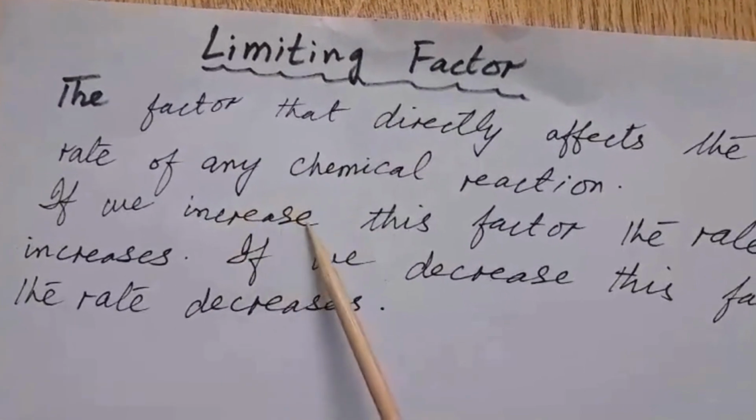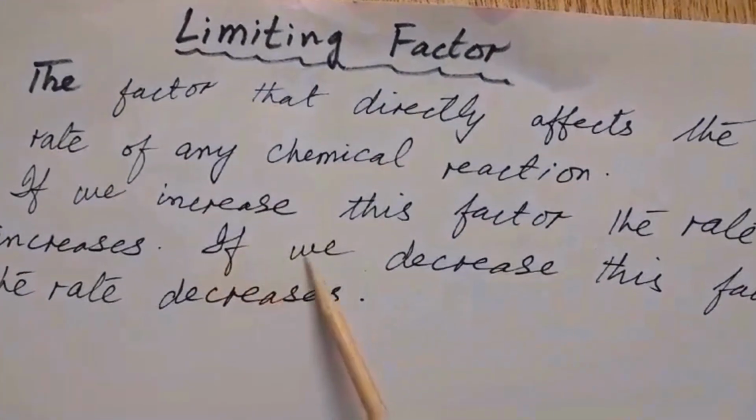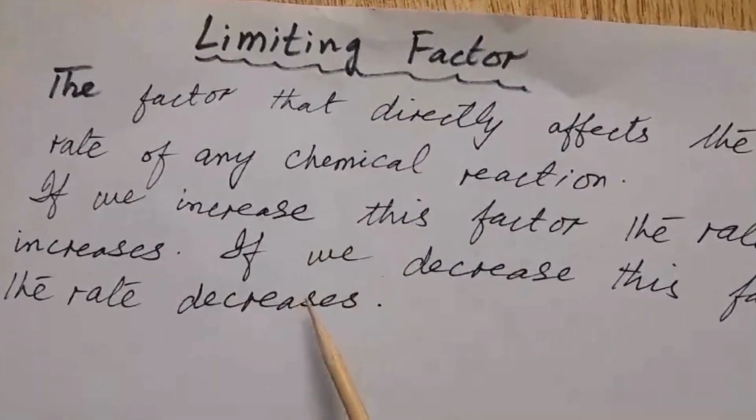The limiting factor is the factor that directly affects the rate of a chemical reaction. If we increase this factor, the rate of a chemical reaction increases, and if we decrease this factor, the rate of chemical reaction will decrease.